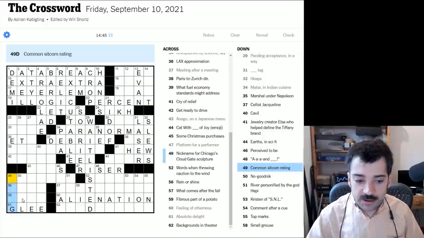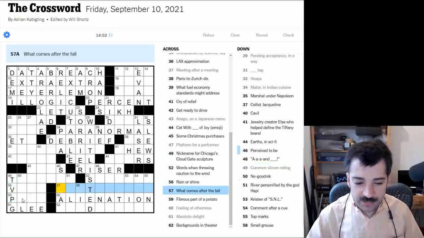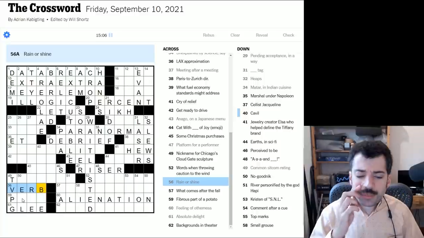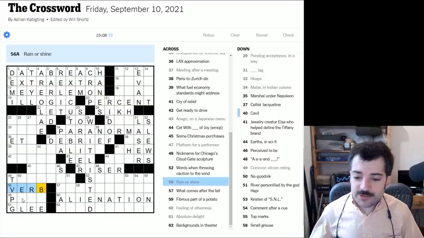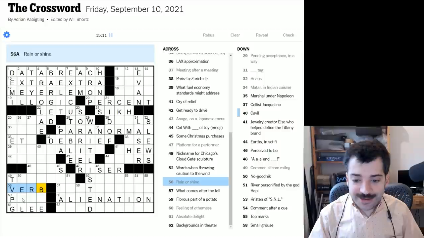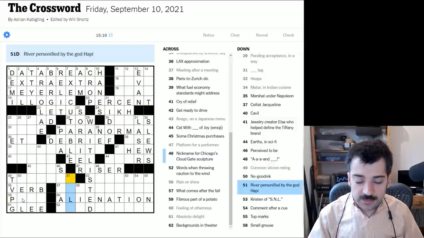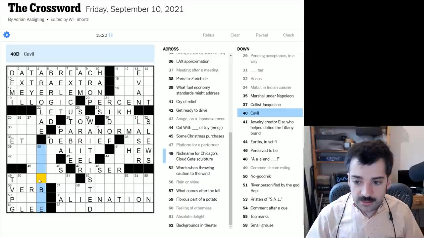What is this? Common sitcom rating. Oh, so this would be the television rating system in the US. So TVPG, I think, is what that would probably be. Rain or shine. So what is either one of these? Oh, a verb, maybe? Although you'd think it would say EG or something like that to indicate that these are examples of the thing rather than synonyms. I don't know, let's see. Cavil.